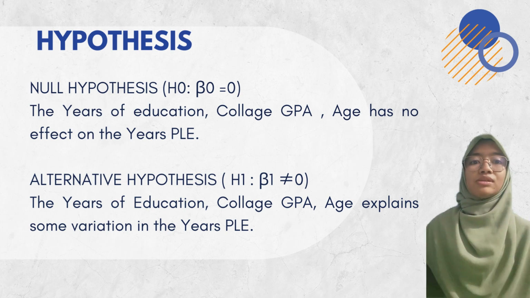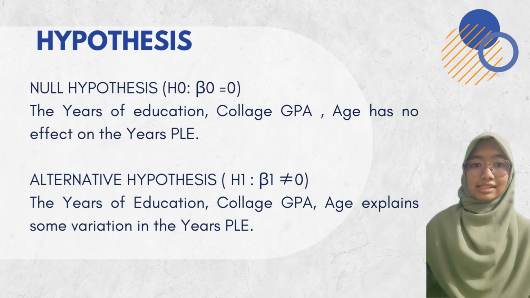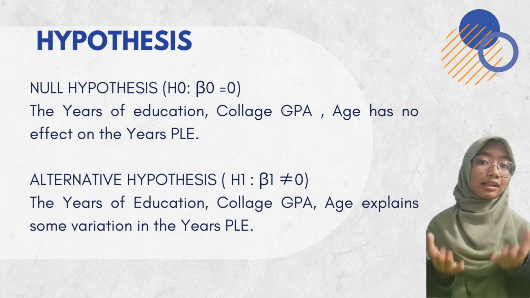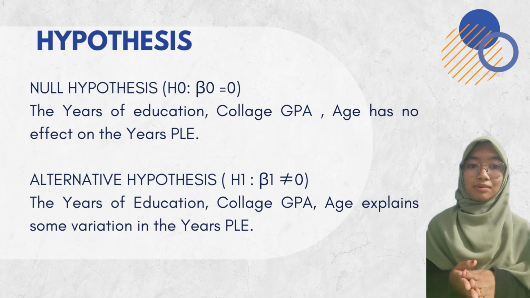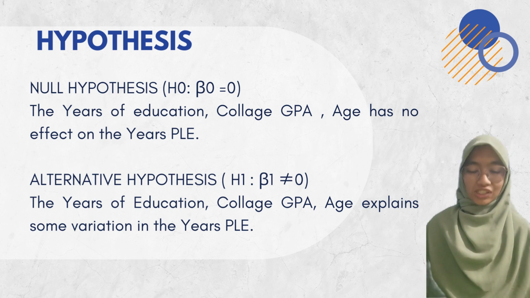First of all, before we start analyzing the regression analysis, we have to come up with two hypotheses, which are the null hypothesis and the alternative hypothesis. Above are the hypotheses for question 6.